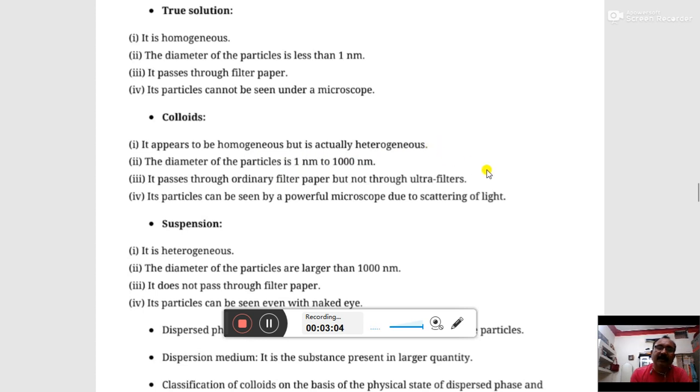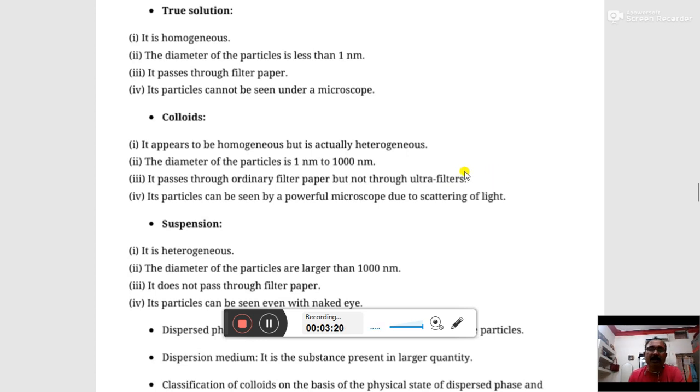Here the solute particles cannot be seen by the naked eye but can be seen by the microscope, and the solute particles are partially filtered through the filter paper. That type of solution is called a colloid.